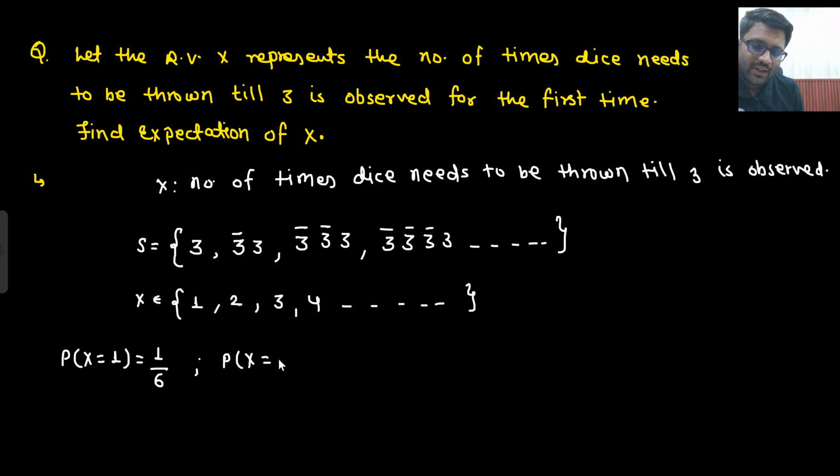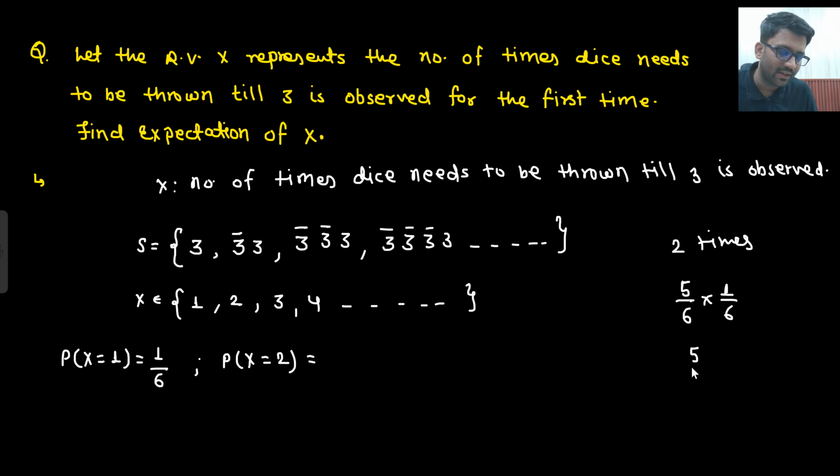Now what is the probability of random variable x getting value 2? You throw the dice 2 times. On the first throw, you do not get 3. Apart from 3, any number you can get. On the second throw, you get 3. On the first throw, you should not get 3, that means any number you can get: 1, 2, 4, 5, 6. That is 5 by 6. And on the second throw, you need to get 3. So 5 by 6 into 1 by 6.